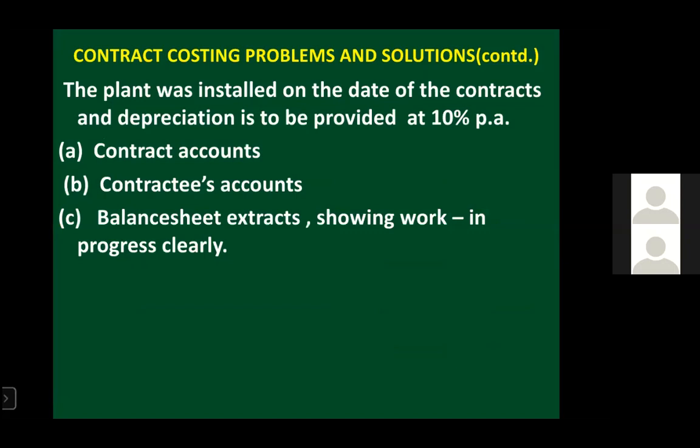Now look at the solution. The question is continuing. The plant was installed on the date of the contract and depreciation is given. So depreciation is given, means we need to calculate the closing value of plant on the credit side. So the requirements are to prepare the contract account and the balance sheet extract only. Extract means it's not a full-fledged balance sheet.